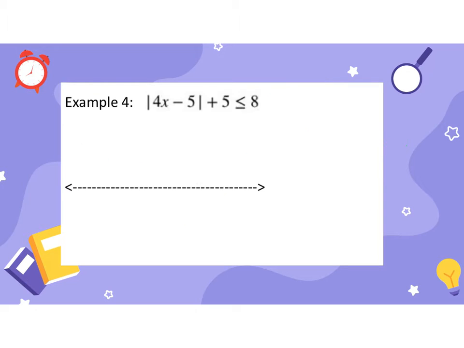Okay, we're going to be doing a little bit of skipping around on these just because I don't love the order that the problems are in. So go ahead and join me on example 4. That is going to be the next one that we do.